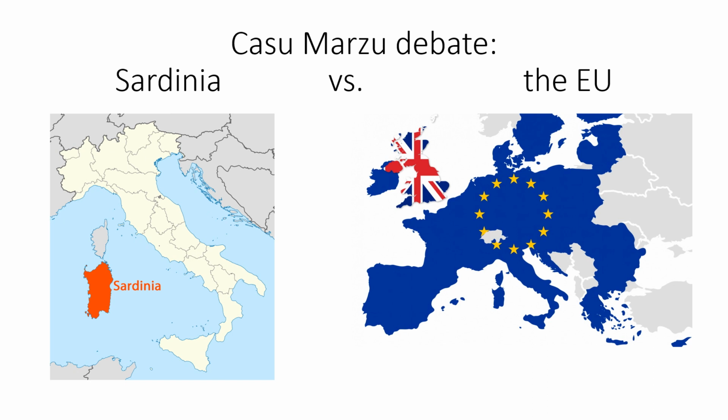On the one hand, casu marzu is a traditional Sardinian delicacy. As a distinctive component of the local cuisine, the people of Sardinia naturally want to be free to eat it, produce it, and sell it as they please. On the other hand, putrid cheese possesses certain health risks, and European Union health officials have a right to protect consumers. There are legitimate arguments on both sides of this debate, so it is necessary to articulate some kind of compromise between the 2 positions.